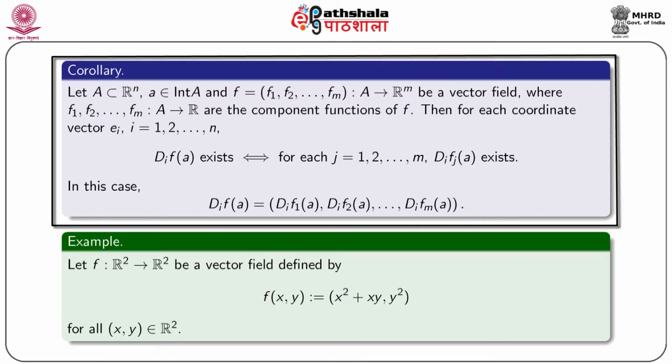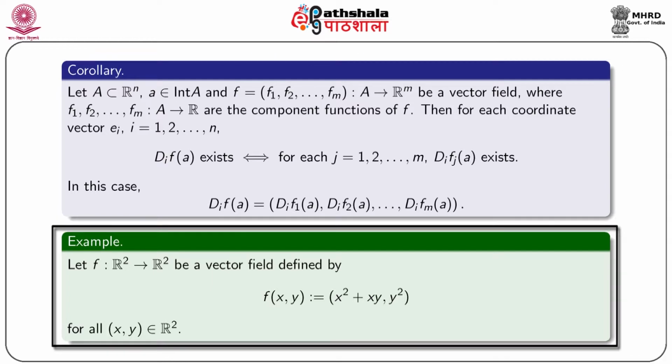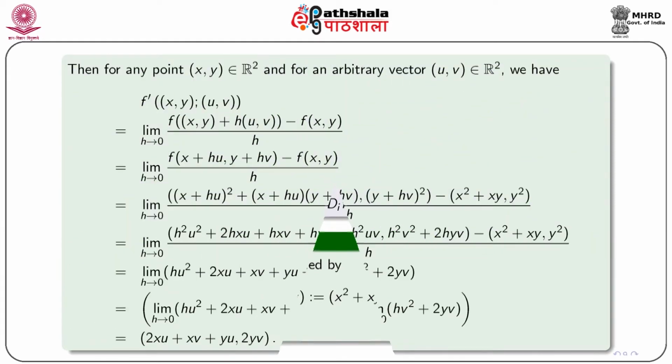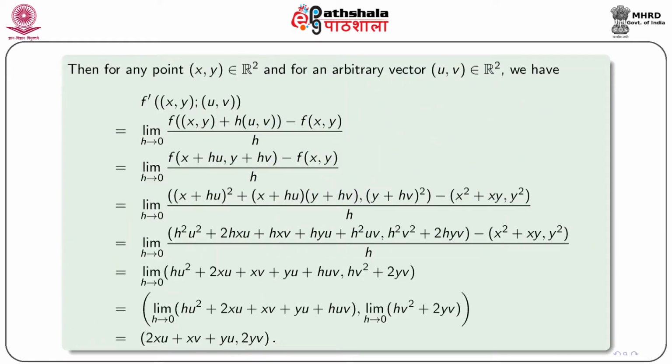Now, we cite some examples. Let f be a vector field defined on R^2 by f(x, y) equal to (x^2, x + y, y^2) for every (x, y) in R^2. Now, we take an arbitrary point (x, y) in R^2 and an arbitrary vector (u, v) in R^2. Our target is to calculate the vector derivative f'((x, y); (u, v)). So, we form the quantity (f((x, y) + h(u, v)) - f(x, y))/h and consider its limit as h tends to 0. So, after some calculation, we find that this equals (2xu, xv + yu, 2yv).